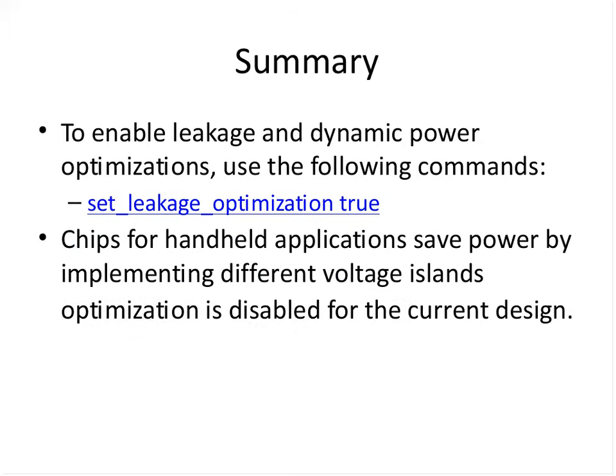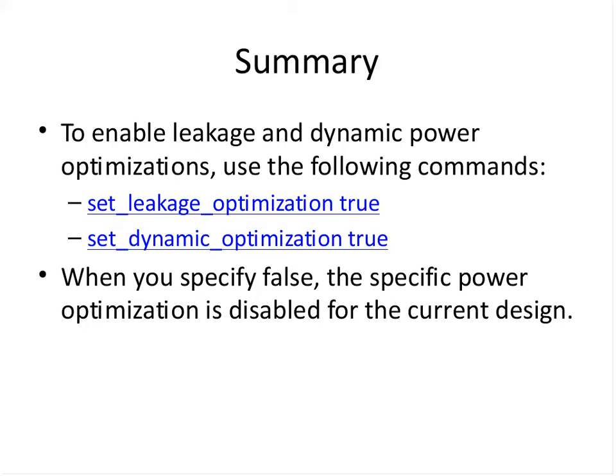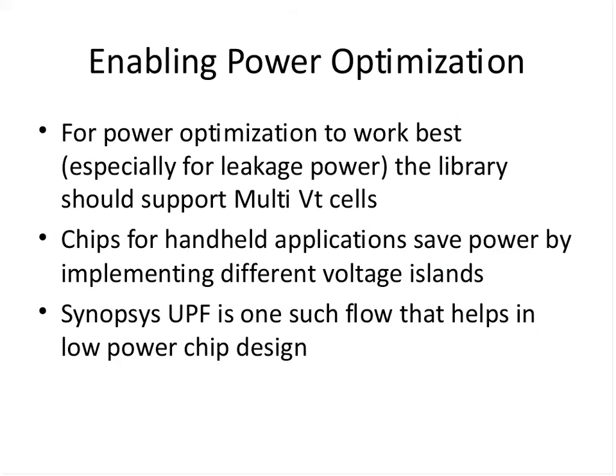Sorry, there are these two sides of the form. So to enable leakage and dynamic power optimization, we can use these commands before compile. Please note, before compile you have to do that. Set leakage optimization to true, set dynamic optimization to true. By default, I am guessing they are set to false. What it means is that by default compile will not do any power optimization unless and until you set the variables to true, right. So this is actually the summary part.